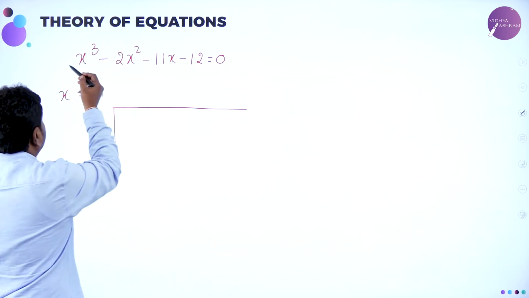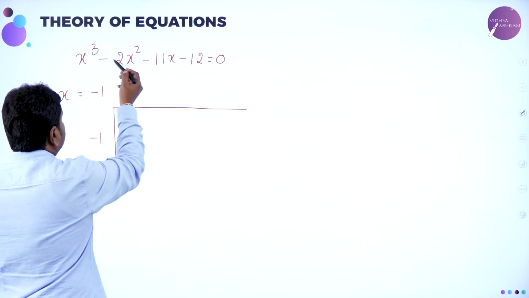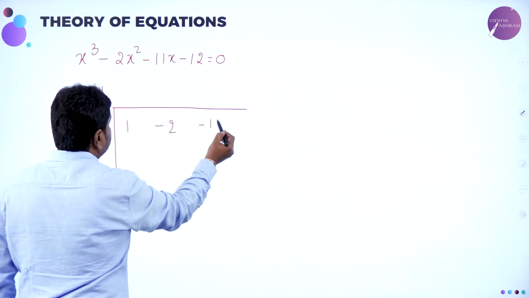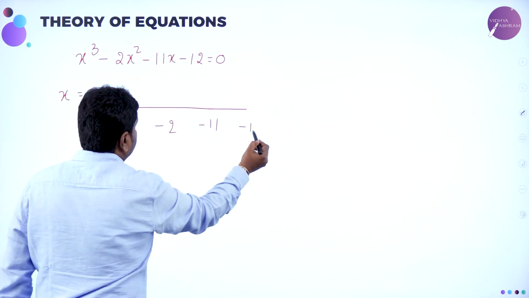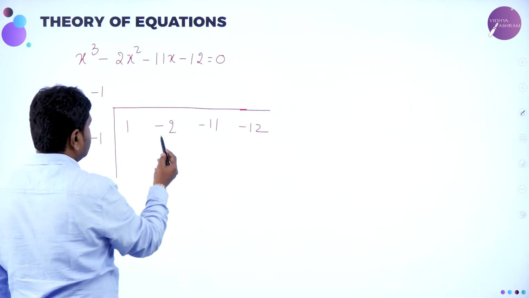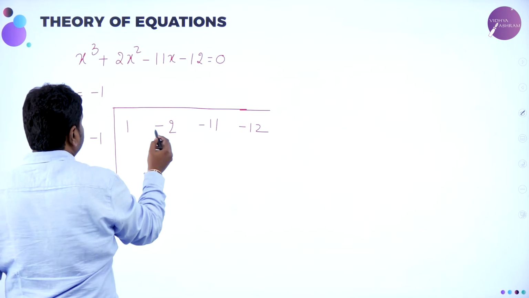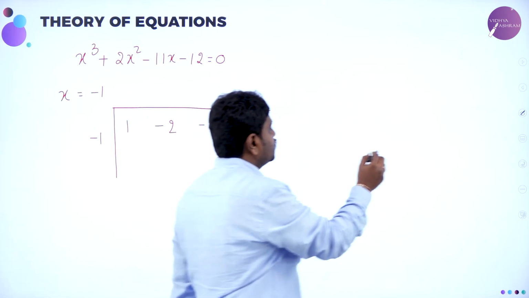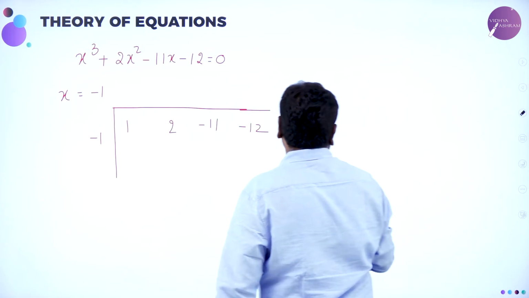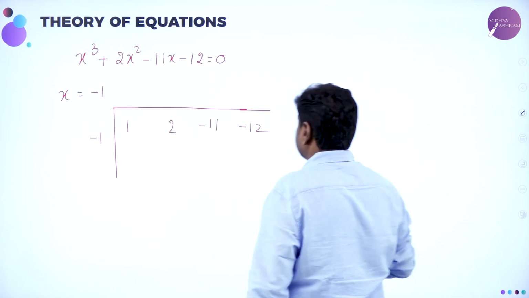Write the coefficient of x cube. X cube coefficient is 1, then x square coefficient is minus 2, x coefficient is minus 11 and constant is minus 12. Check it. So 1, 2, minus 11, minus 12. This is plus 2. See, this is plus 2. See, if one sign varies, you will not get the end answer. This is plus 2.